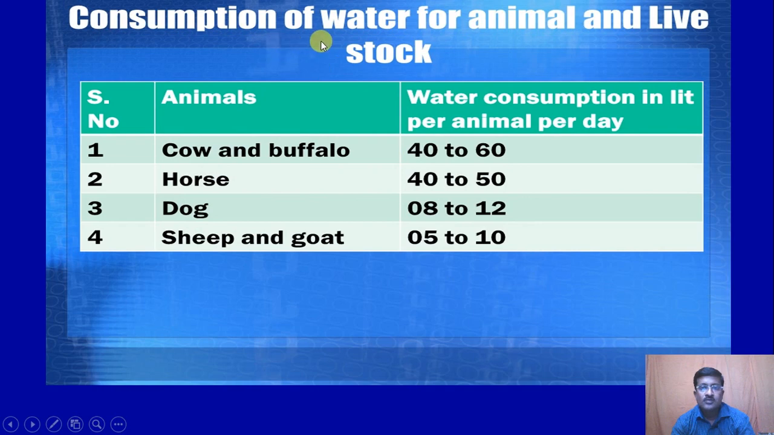Then consumption of water for animals and livestock, that also we will have to understand. Cow and buffalo 40 to 60 liters per animal per day, remember. Then horse 40 to 50, dog 8 to 12, sheep and goat 5 to 10.